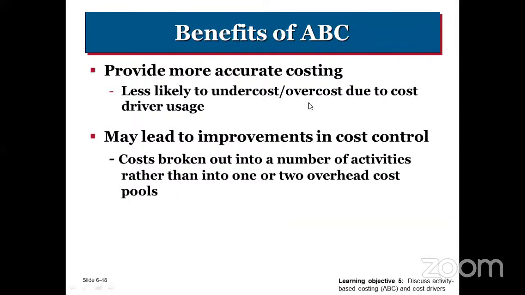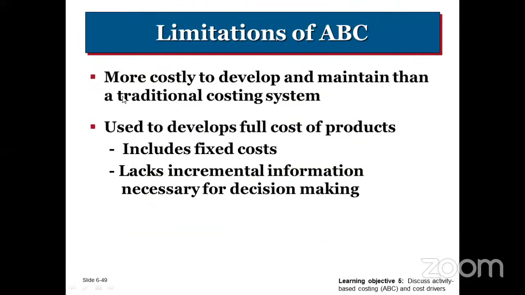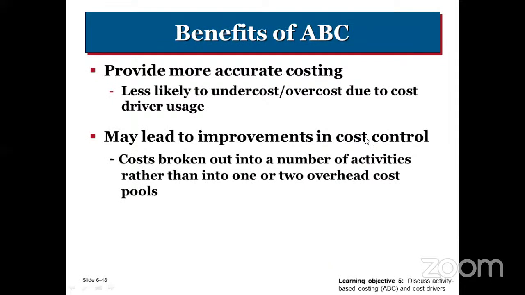So the benefit of ABC is it provides more accurate costing, less likely to under cost or over cost due to cost driver usage. That is to say, you already use the cost driver here, which is more accurate. It may lead to improvement in cost control. Cost is broken out into a number of activities rather than one or two overhead cost pools. So that means you already break down the cost in great detail, so you know which one costs more to the company.